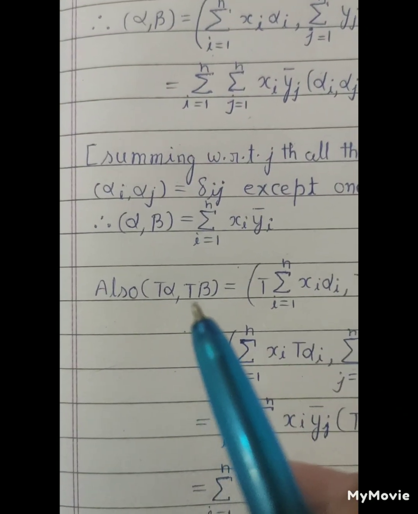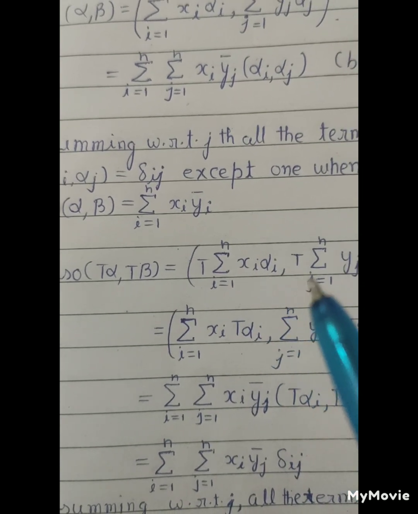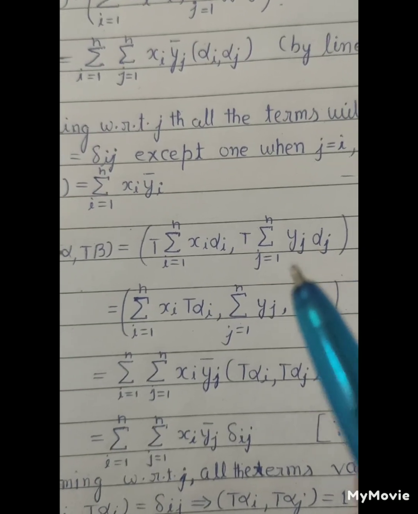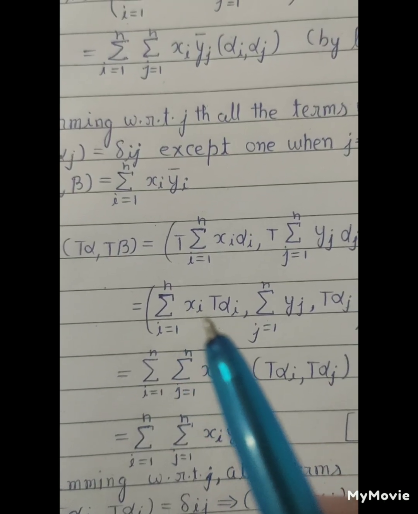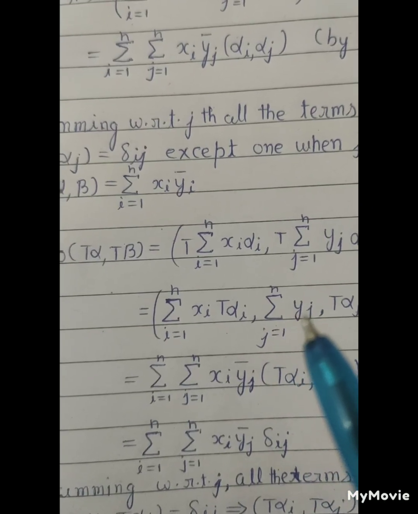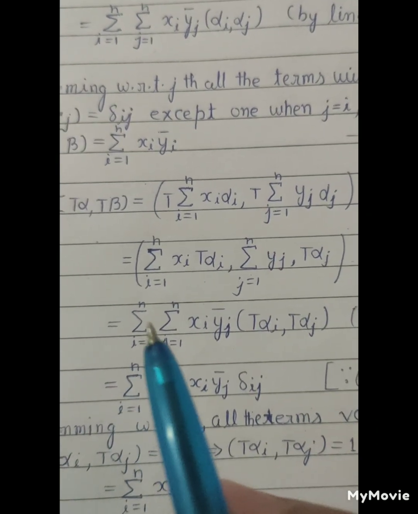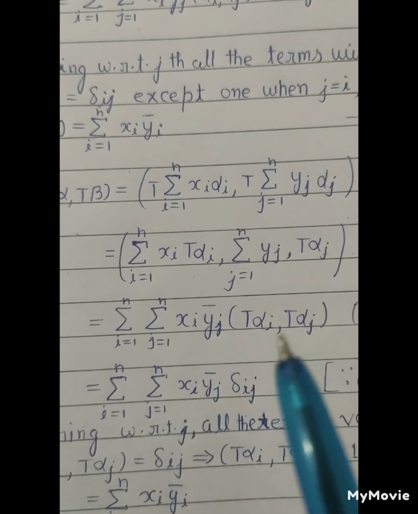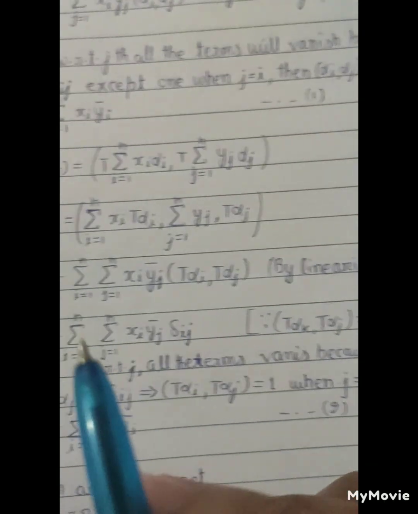Also, the inner product of T of alpha and T of beta equals the inner product of T of sigma i varying from 1 to n of xi alpha i and T of sigma j varying from 1 to n of yj alpha j, equal to the inner product of sigma i varying from 1 to n of xi T of alpha i and sigma j varying from 1 to n of yj T of alpha j, equal to sigma i varying from 1 to n, sigma j varying from 1 to n of xi yj bar times the inner product of T of alpha i and T of alpha j, by the linearity property.